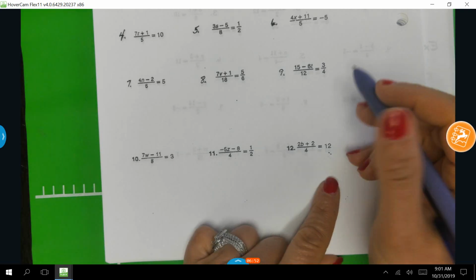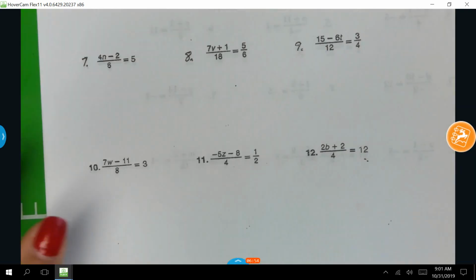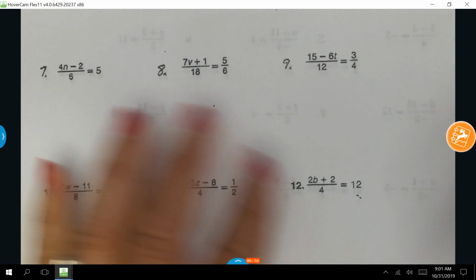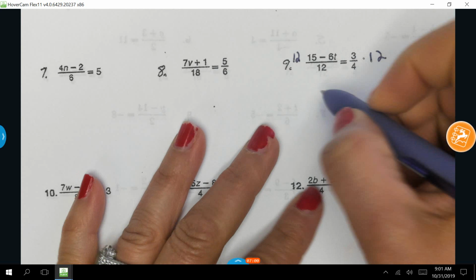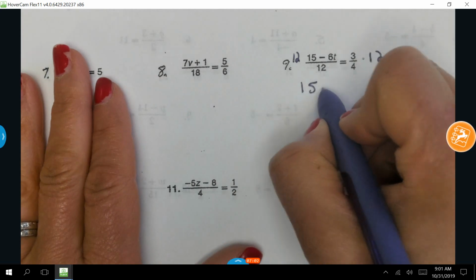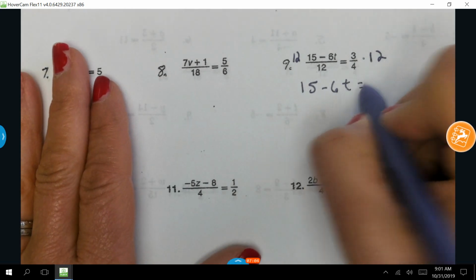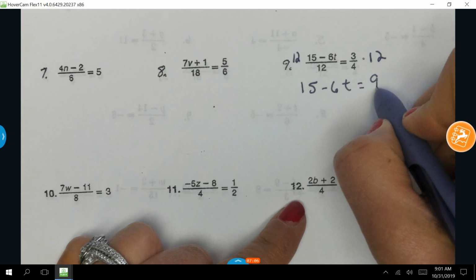So what do we do first in number 9? Multiply by 12 on both sides. So you bring down 15 minus 6t equals 9.